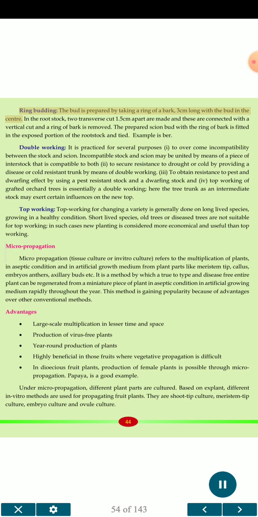Ring budding. The bud is prepared by taking a ring of bark 3 cm long with the bud in the center. In the rootstock, 2 transverse cuts 1.5 cm apart are made and these are connected with a vertical cut and a ring of bark is removed. The prepared scion bud with the ring of bark is fitted in the exposed portion of the rootstock and tied. Example is ber.